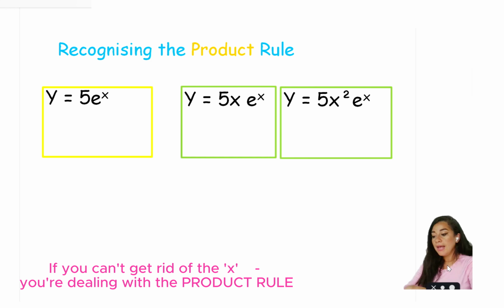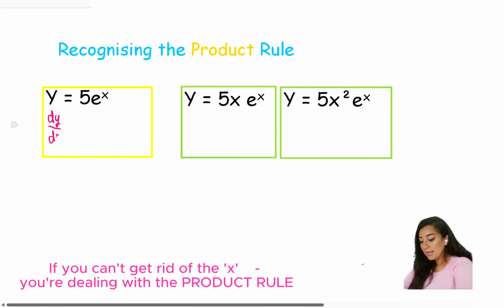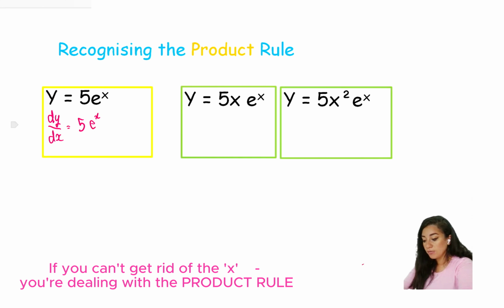So for example, if you've got y equals 5e to the power of x, that's just normal differentiation because it's just y equals 5e to the x. And if I was going to differentiate it, I would write it as dy over dx equals, when I differentiate e to the power of x, I get e to the power of x. So it's just 5e to the power of x.